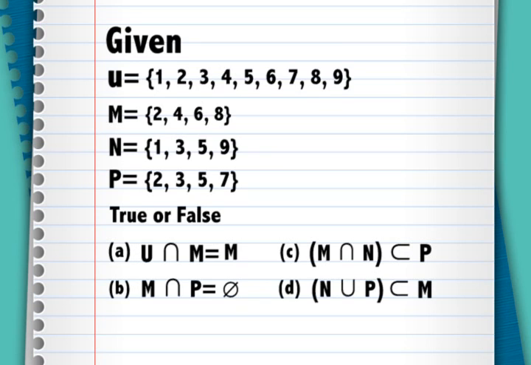M intersect N is a subset of P. Let us see what is M intersect N. Let us write at the corner here, M intersect N. What will this be equal to? Anything in here? It's an empty set. Interesting. Now, is an empty set a subset of the set P?